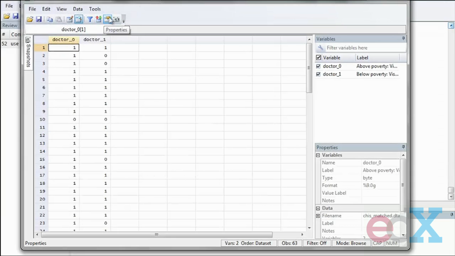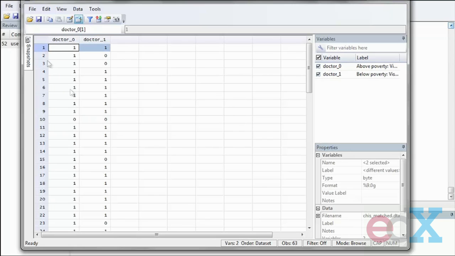Using the data browser, I go ahead and take a look at this data set. You can see that there's only two variables in the data set. One variable is this Dr0, which is among those who are above the poverty level, whether they visited the doctor in the past 12 months, and among those who are below poverty level, whether they visited the doctor in the past 12 months. That's the Dr1. So one line in this data set corresponds to one matched pair.